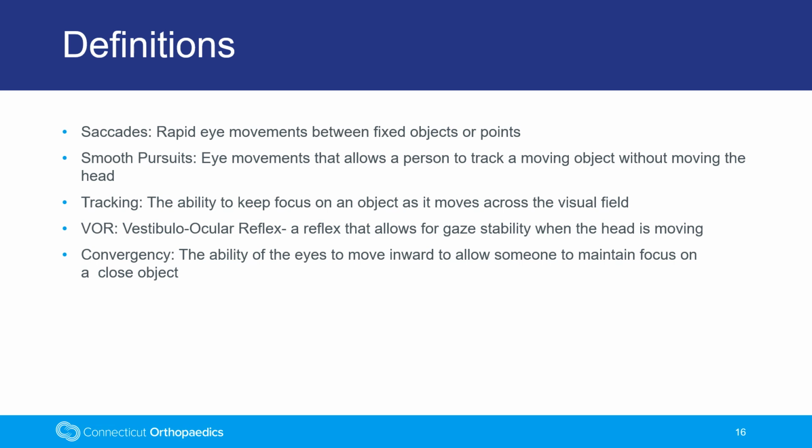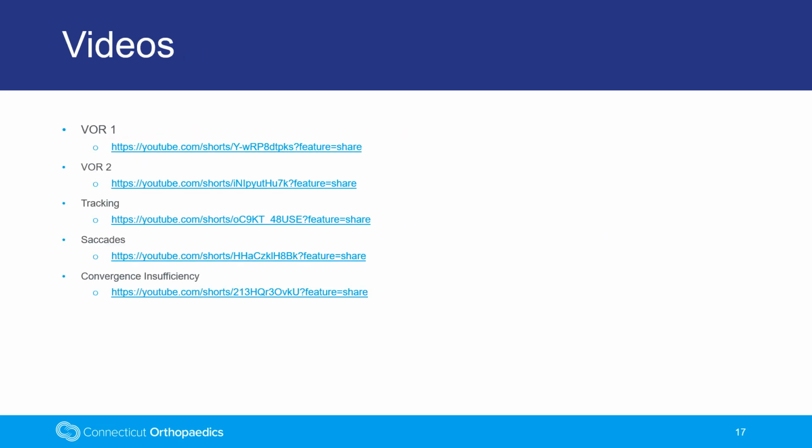VOR, the vestibulo-ocular reflex, is a reflex that allows for gaze stability when the head is moving. And convergence is the ability of the eyes to move inward to allow someone to maintain focus on a close object. You can click on the link to see the demonstration for testing of oculomotor functions.